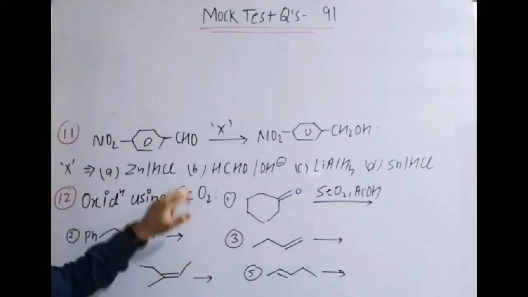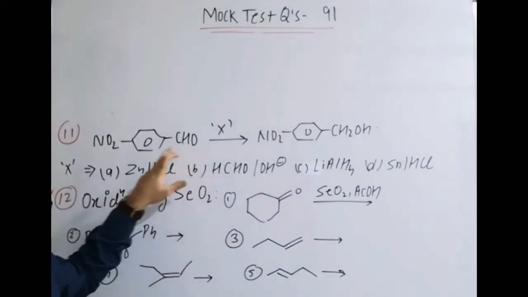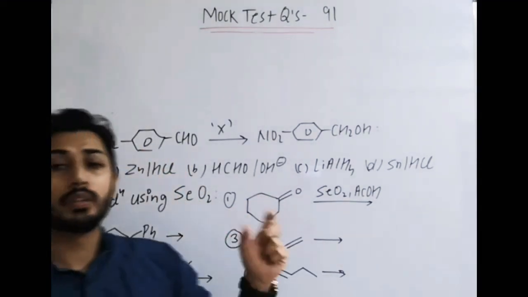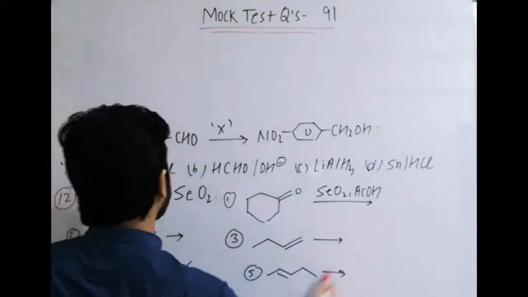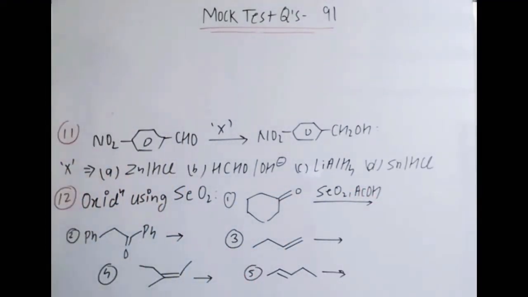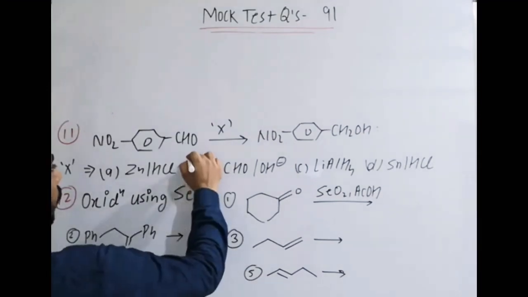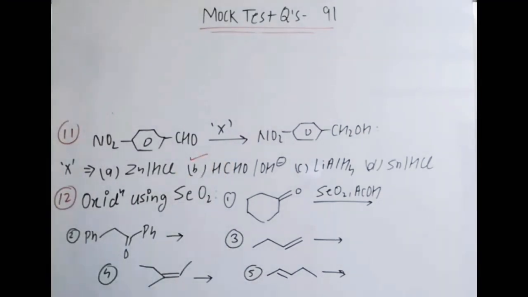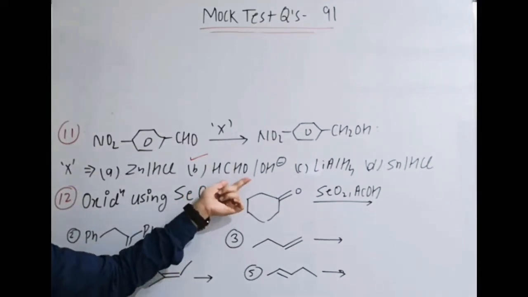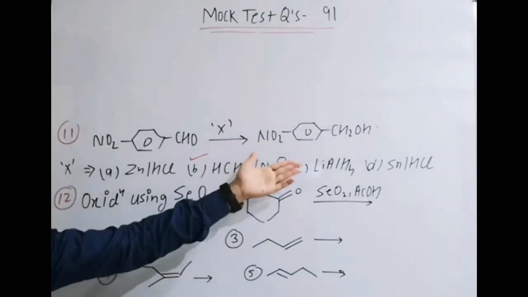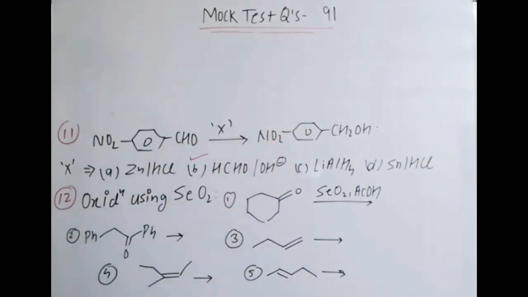With lithium aluminum hydride, we know this will be converted to CH2OH, and NO2 undergoes diazo formation. So eliminate option number 3, and Sn/HCl will convert NO2 to NH2. So among them the only appropriate answer is the Cannizzaro reaction, where this should form the formate ion HCOO- Na+, and this should form the alcohol by reduction.